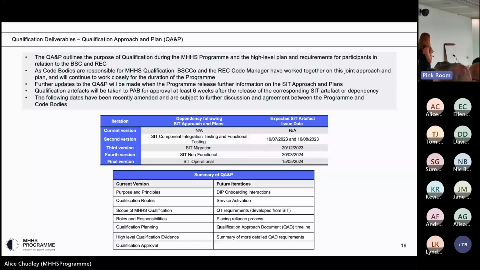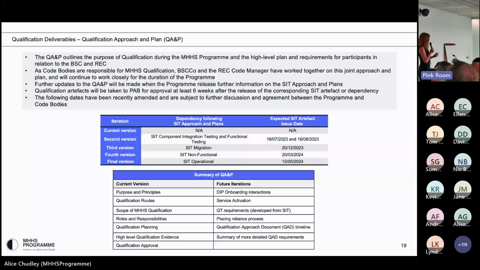So the things you can expect going forward are not just the development on system integration testing, but also we're going to be working some other areas into the development of the plan as well, such as the DIP onboarding activities that you're going to be hearing about later. They're going to have to interact with qualification, and we're going to need to get that process and alignment right, and we'll be working on that.